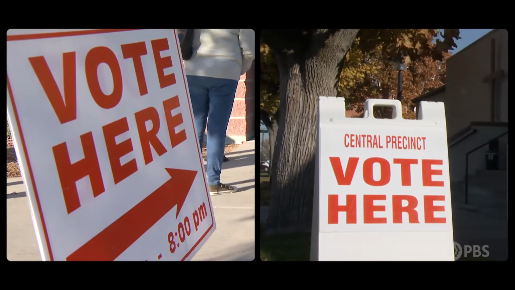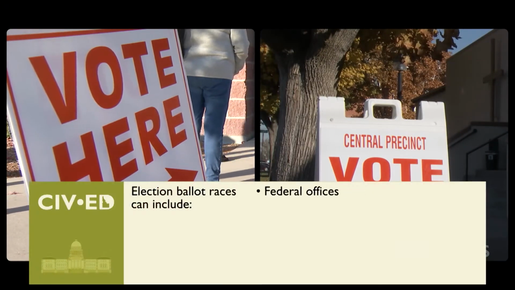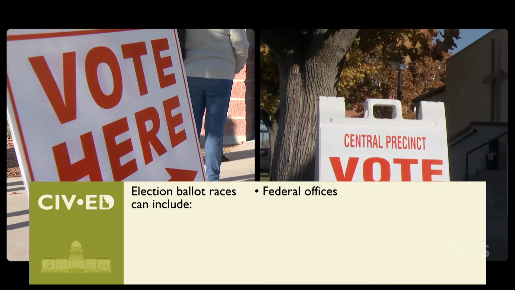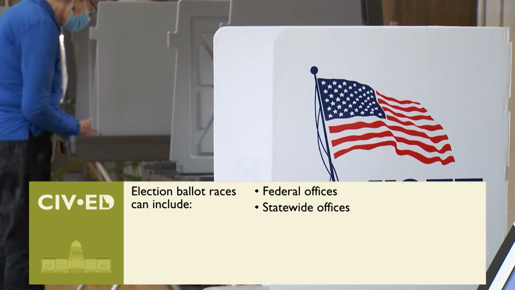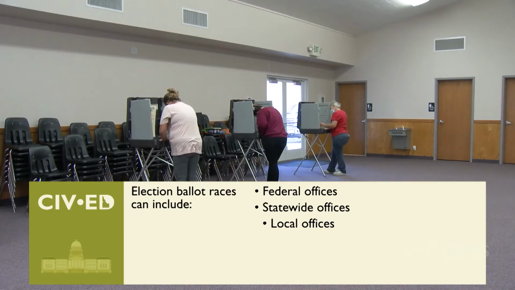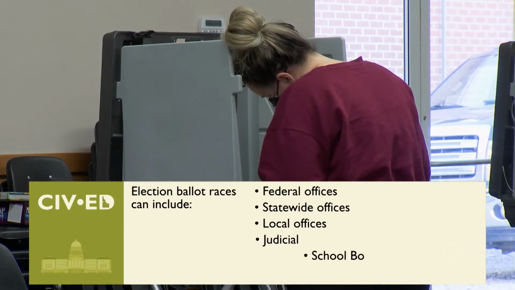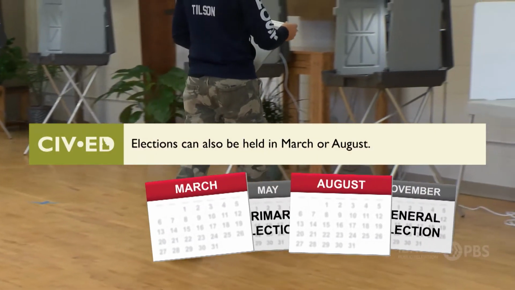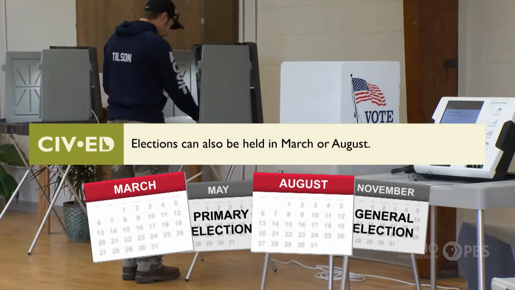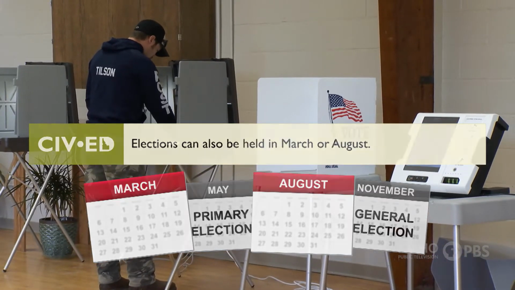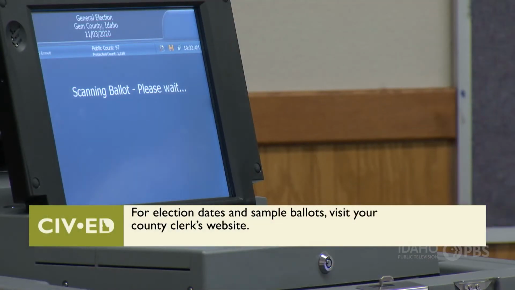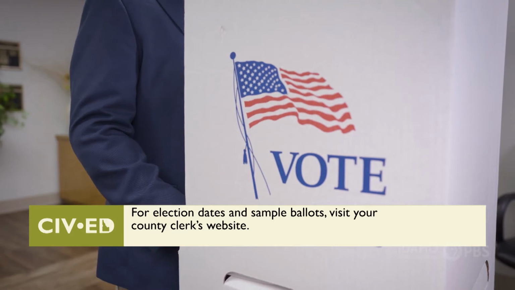Primary and general election ballots include federal offices, like president and members of Congress, and statewide offices, like governor, lieutenant governor, and the legislature, plus local offices like city council and county commissioners. They can also include judicial elections, school boards, and bonds and levies. There are also March and August elections, which are typically limited to bonds and levies as well as recalls. For election dates and sample ballots, visit your county clerk's website.